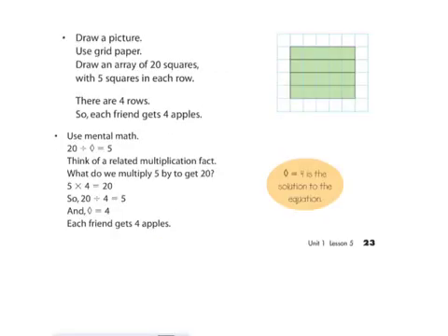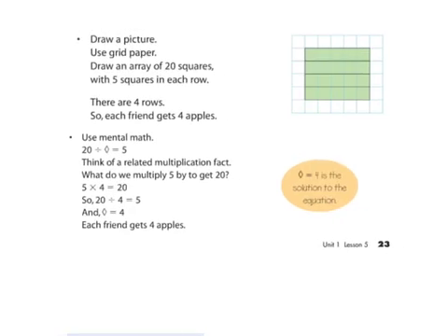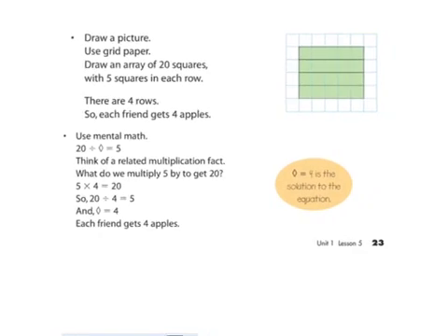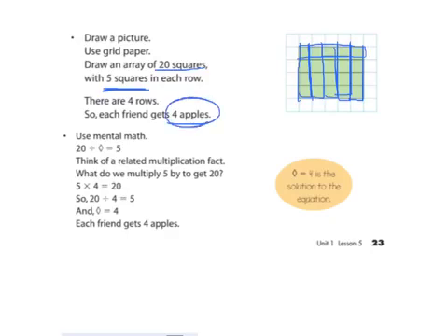The other way we could do this is to draw a picture. And again, we know we're going to have 20 items, 20 squares. There have to be in 5 groups. So 5 groups is going to be groups of 4. Here we can see 4 groups to make up those 5. 4 in each does equal a total of 20. So again, we still know they get 4 apples.